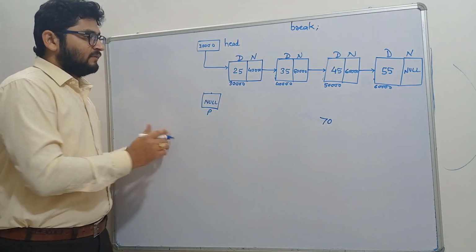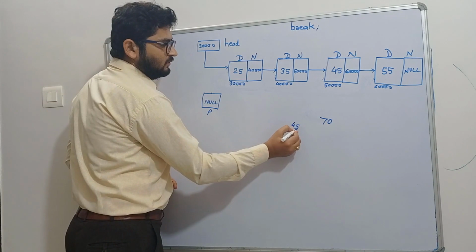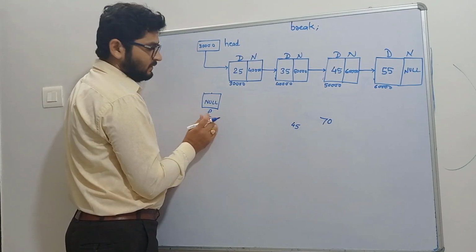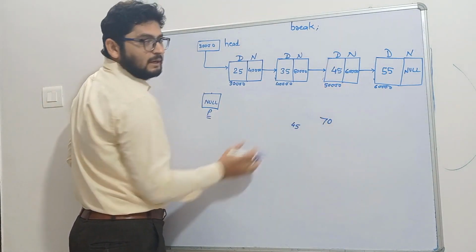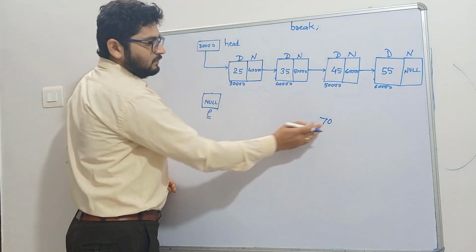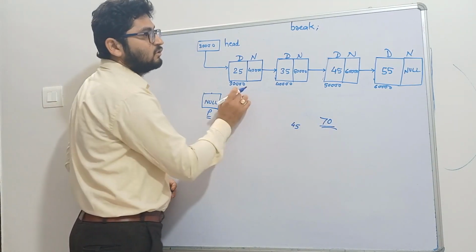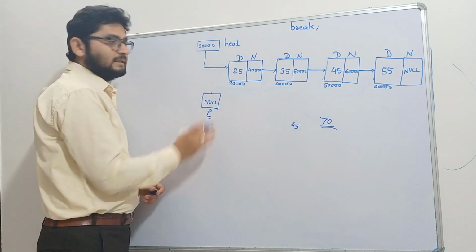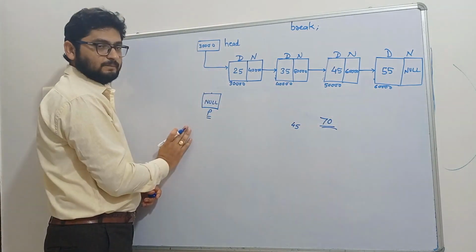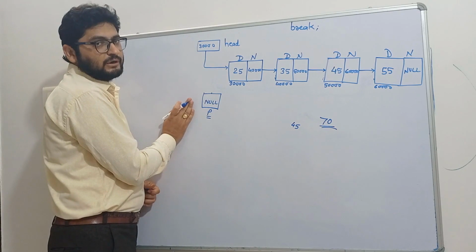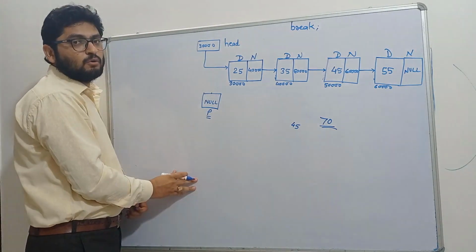Okay. So earlier when we were looking for 45, P was not null. P was equal to the address of that node. Here the value we are looking for is 70, which is not found in the linked list. So obviously in this case P will reach null. This is the property we are going to use whilst writing the code.